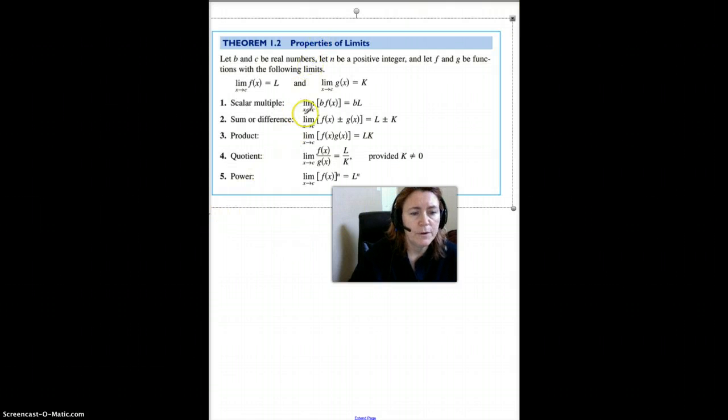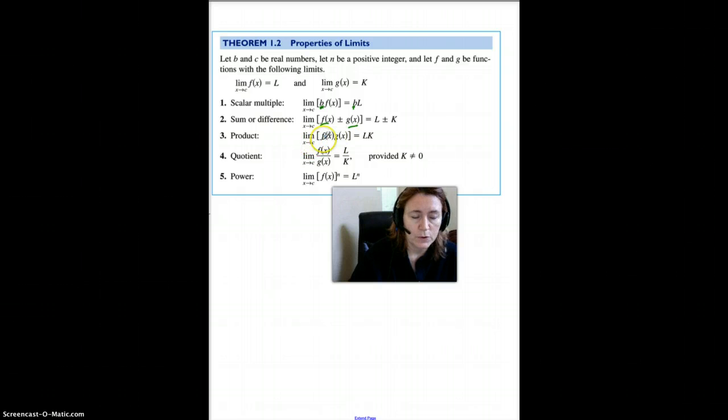Now here are some properties of limits you need to know and you need to memorize them. If I take any constant, b, and multiply it by a function, and the limit as x approaches c of f of x is L, then the limit as x approaches c of that constant times f of x is going to be that constant times L. Basically, you can factor the constant out. Similarly, if you add 2 functions, f of x and g of x, and f of x has a limit of L and g of x has a limit of k as x goes to c, then the limit of the sum is the sum of the limits.